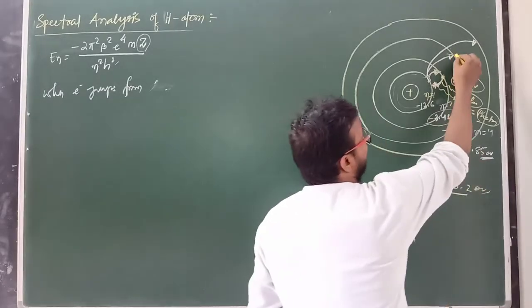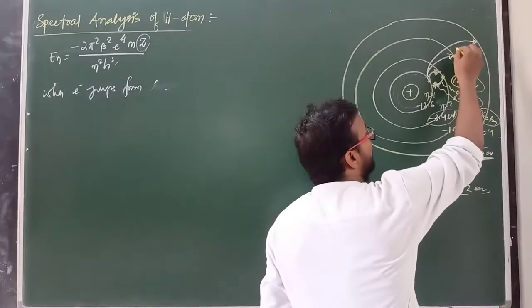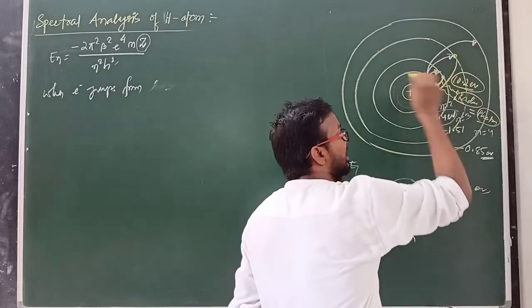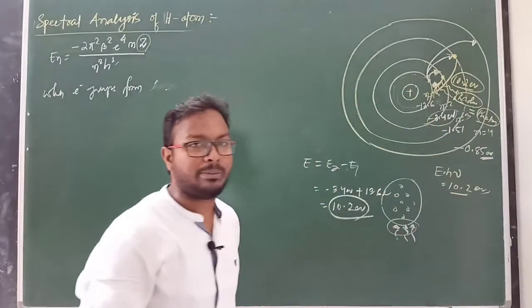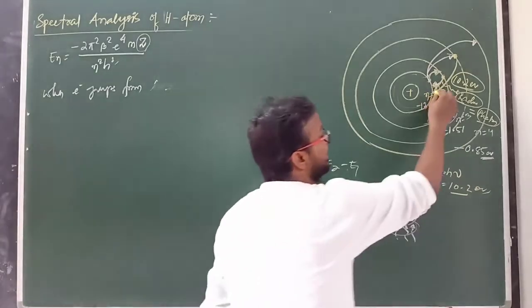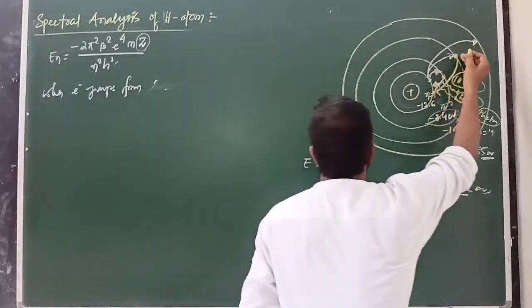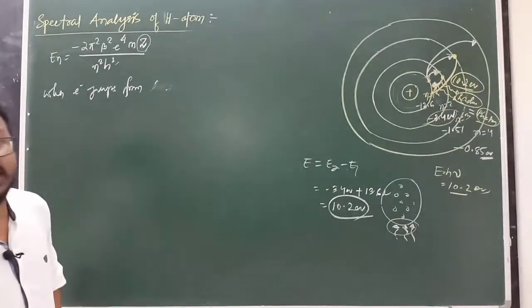Suppose there is an electron in the second excited state, and this electron tries to jump from the second excited state to the ground state. Then this electron releases the maximum amount of energy. In this way, the electron jumps from a higher energy state to a lower energy state.